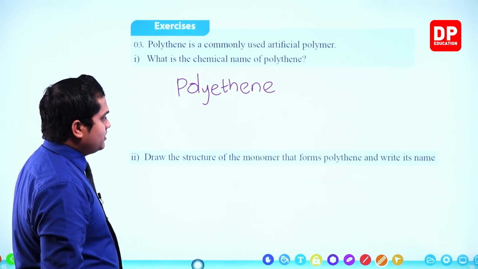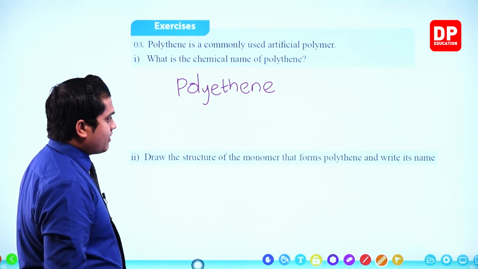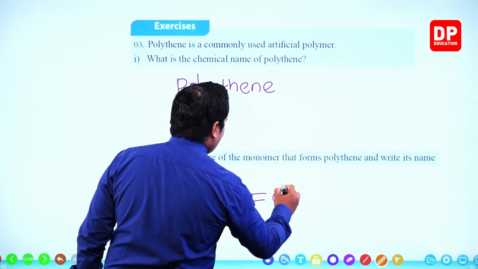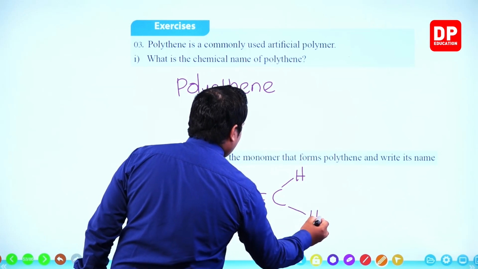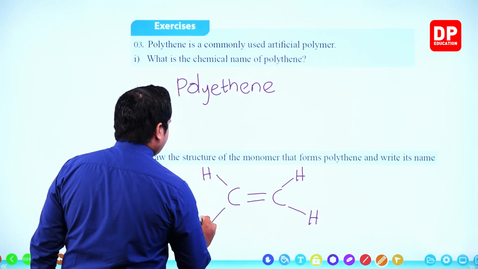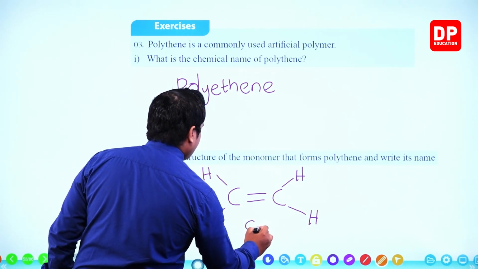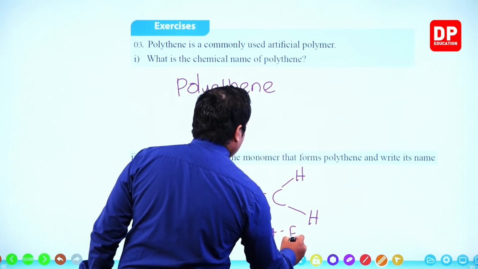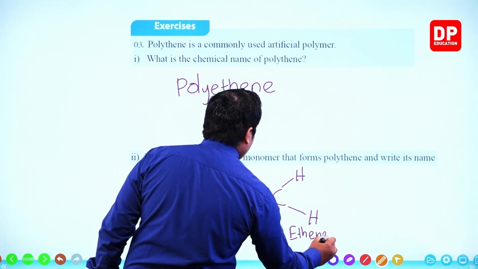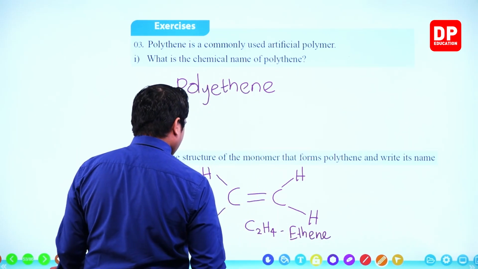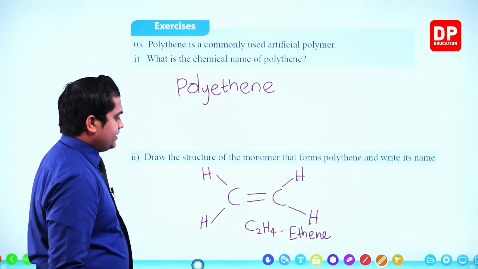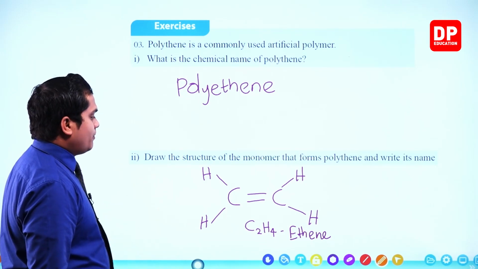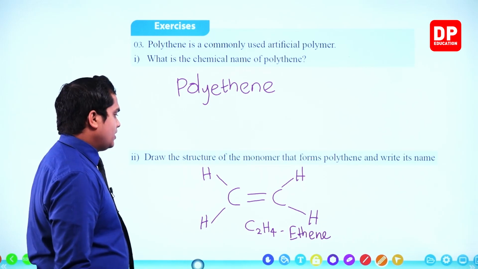Draw the structure of the monomer that forms polythene and write its name. The monomer is very simple. This is the monomer, the ethene molecule, right? It goes by the formula C2H4, which is referred to as ethene. So this is the structure, and the chemical formula for the ethene molecule. Then the next question.